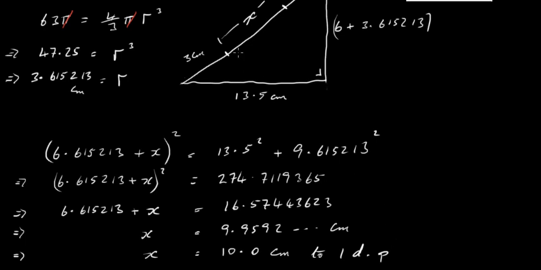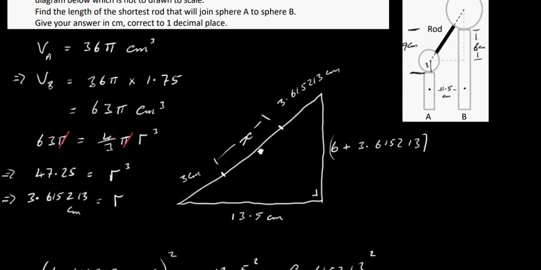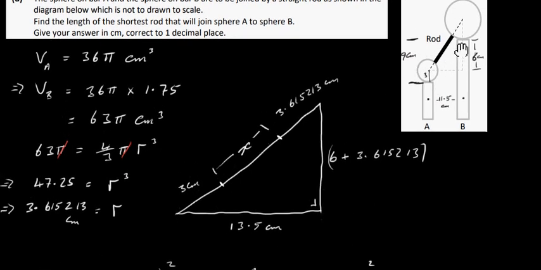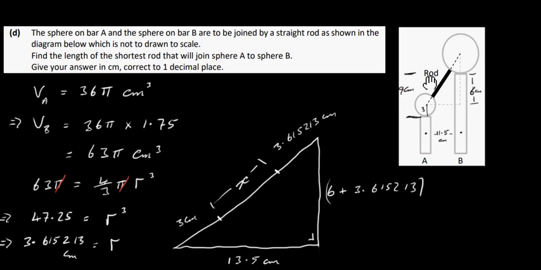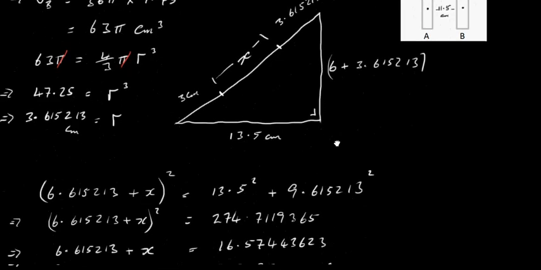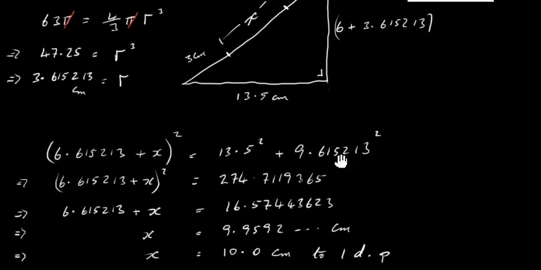And that's it. That's this length here, the shortest rod that will join these two spheres here. It's going to be 10 centimeters, and you can check that. You can do Pythagoras' theorem by putting in 10 here, or even putting in 9.952 here, adding the 3, adding this length here, and just trying it, see does it work. But it should do. It does in fact work. So that's it for this question.